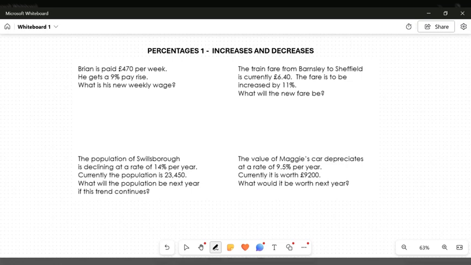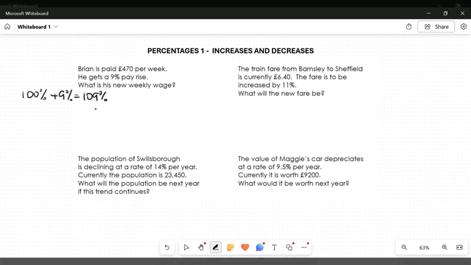Anyway, let's look at the first. I'm going to do the two on the right. Brian is paid £470 per week. He gets a 9% pay rise. What is his new weekly wage? Remember, if nothing changes, you've got 100% of what you started with. Now, he gets a 9% pay rise. So if we put that on, that means his wage next year is 109% of what it was this year.